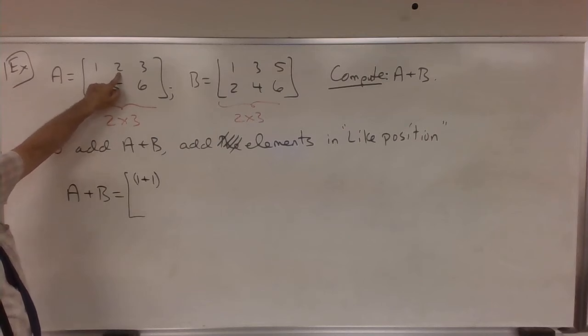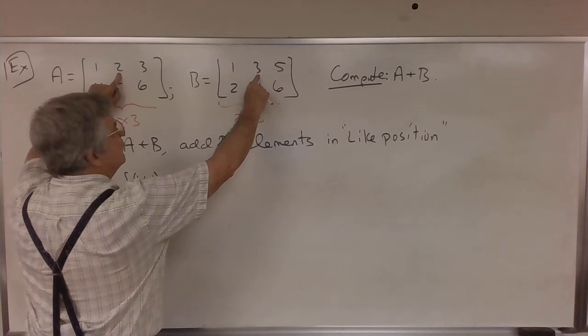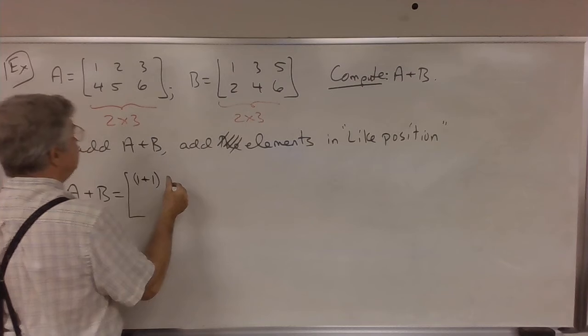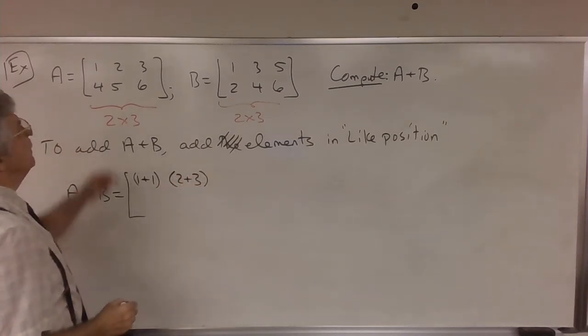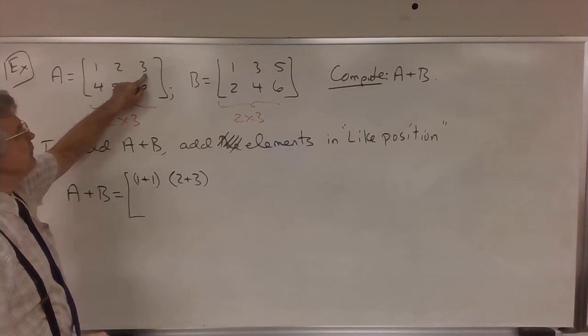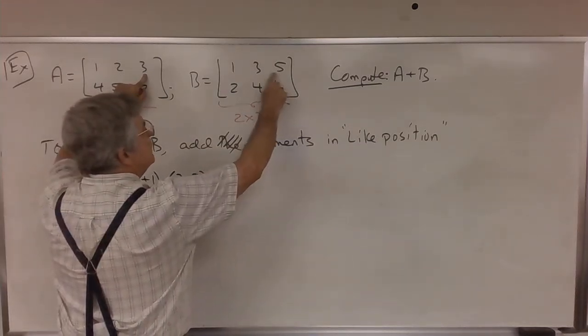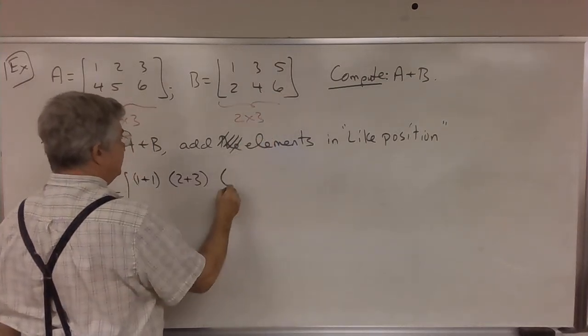The element 2 is in the first row in the second column. So to it, we'll add the element from B that's in the first row in the second column, and that's 3. The element 3 is in the first row in the third column. So we take the element in the first row in the third column of B and add those together.